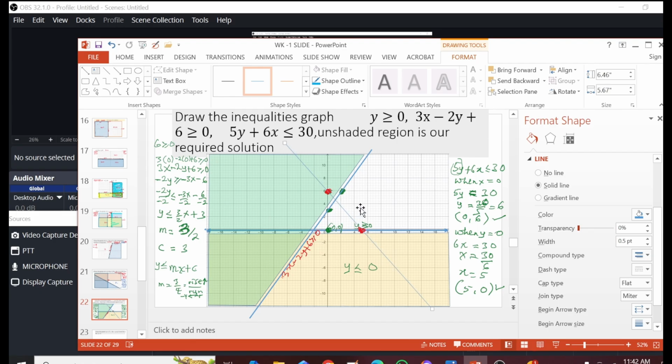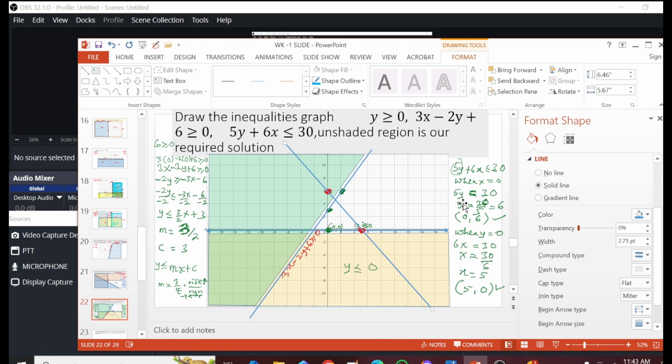Okay. So you make it thicker. So make it a thick line so that it will be visible. All right, this line is going to be a thick line. Why? Because it's less than or equal to. There is an equality sign there. So the line is also part of the solution.